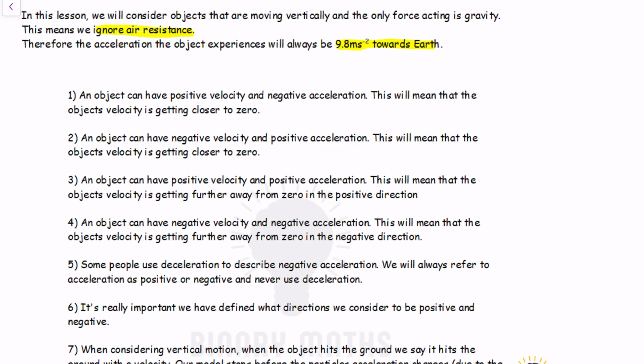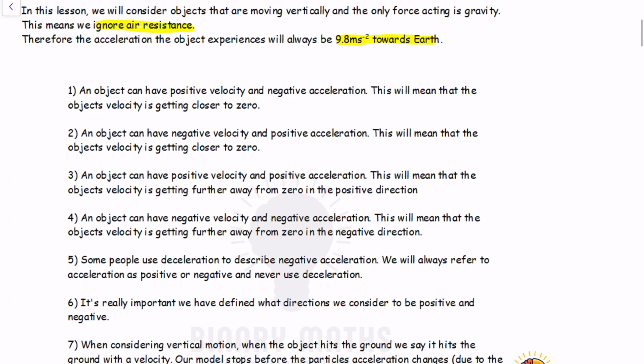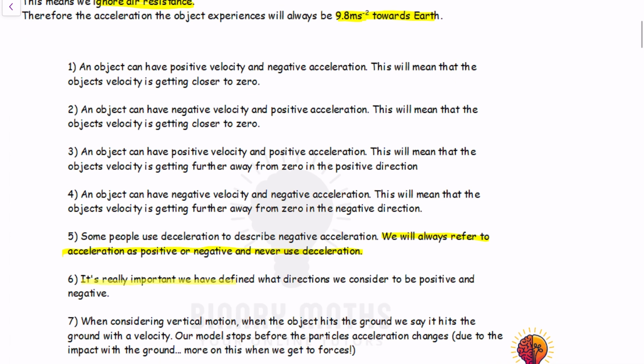An object can have negative velocity and negative acceleration. This will mean that the object's velocity is getting further away from zero in the negative direction. Some people use deceleration to describe negative acceleration. We will always refer to acceleration as positive and negative and never use deceleration. It's really important that we have defined what direction we consider to be positive and negative. So always label your diagram with which side is positive.